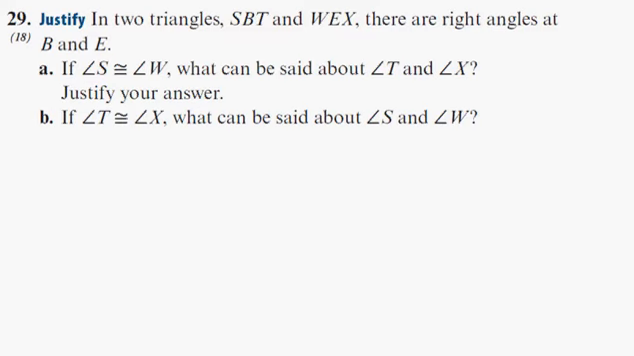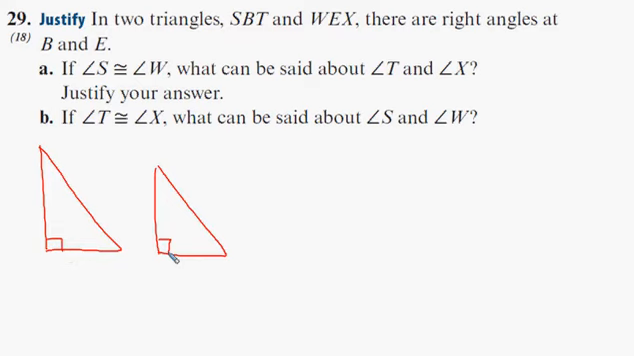This problem says to justify, but what I want you to start with is just to draw the two triangles. So that's what I'm going to do. And it says that they are right triangles, and it tells us even exactly where the right angle is. So that's rather convenient. So we don't necessarily know that they are congruent. That's why I drew them different sizes.